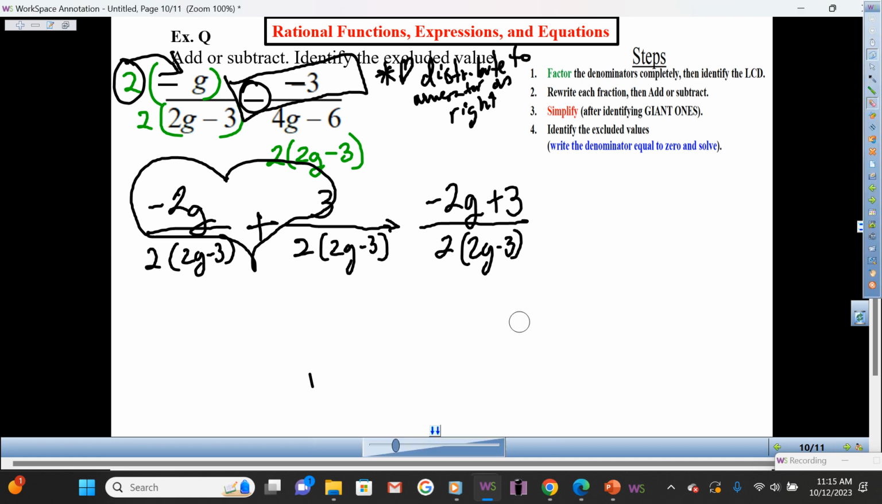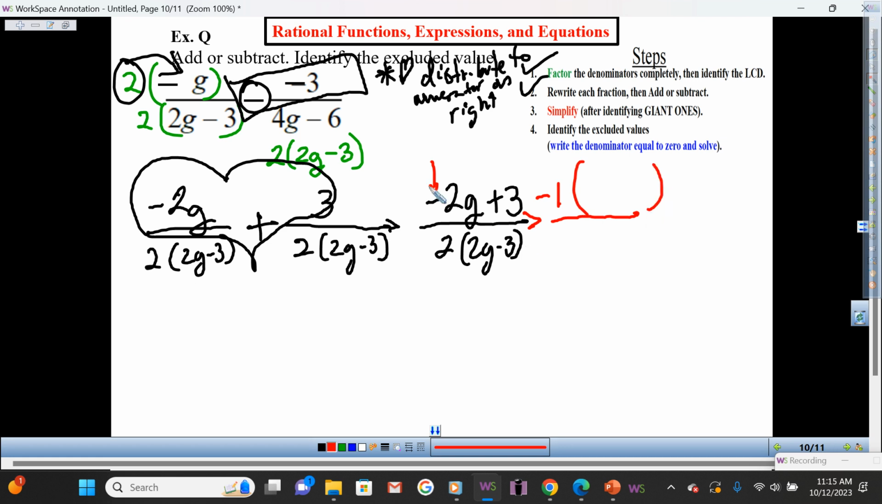All right. So we're done with step 1, step 2. Step 3 says simplify. What does that mean? Identify giant 1. So that means we need to factor one more time. Look at the numerator. Is there a GCF for the numerator? No, but since we have a negative here, I'm going to factor a negative 1 out. So remember that. Anytime there's a leading coefficient of a negative, make sure you factor that out.